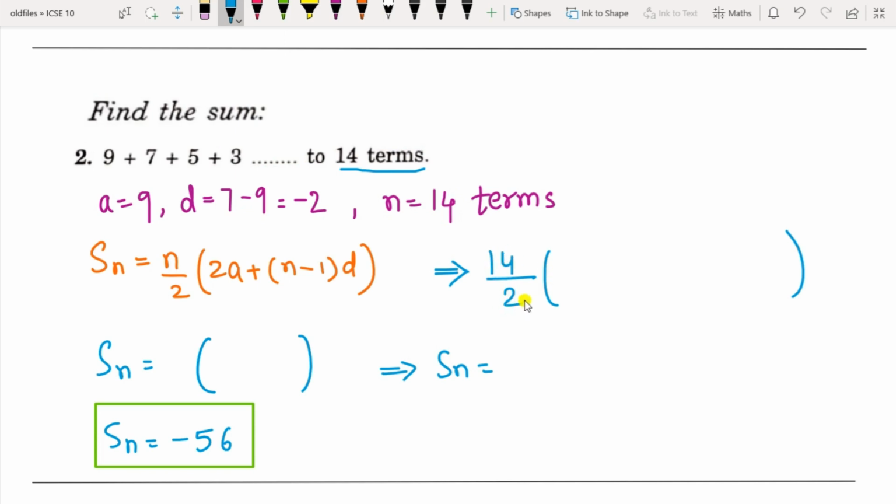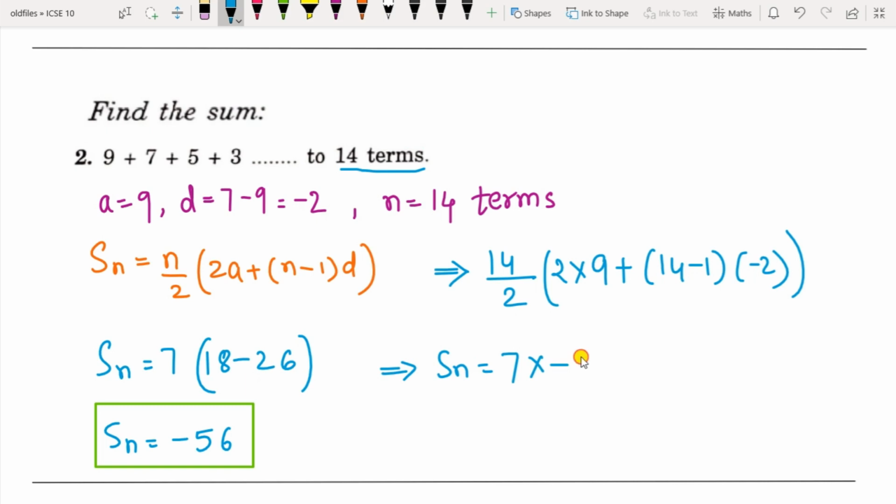So 14 by 2 in bracket, 2 multiplied by a is 9, plus n minus 1 is 14 minus 1, and d is here minus 2. Now if you solve this, you will get the value: 14 by 2 is 7, and in the bracket 9 twos are 18 and 13 twos are 26, and it is minus, so minus 26. If you solve this, it will be 7 into minus 8, that is minus 56. So the sum total of this given AP will be minus 56.